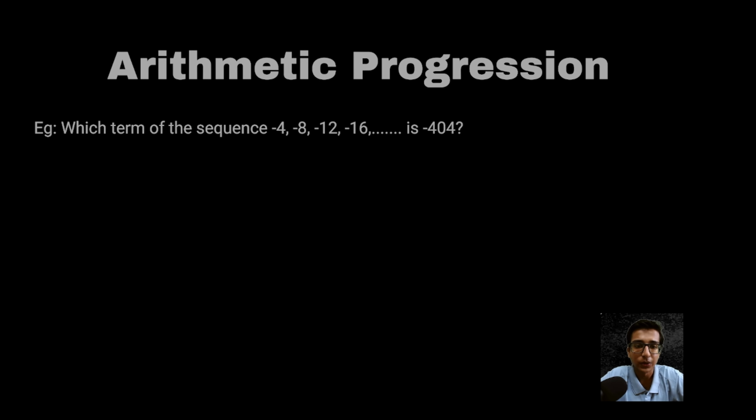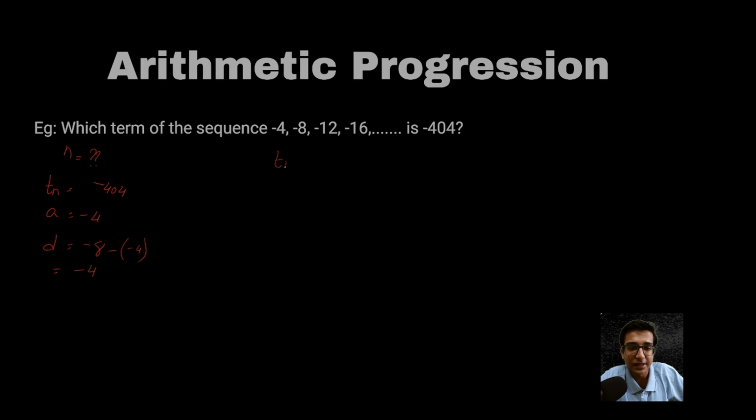Which term of the sequence minus 4, minus 8, is minus 404? So we need to find out the value of n here. Tn has been provided to us, which is minus 404. We know the first term of the AP is minus 4. We need to find out the common difference, which would again be the difference between two consecutive terms, minus 8 minus minus 4, which would be equal to minus 4 again.